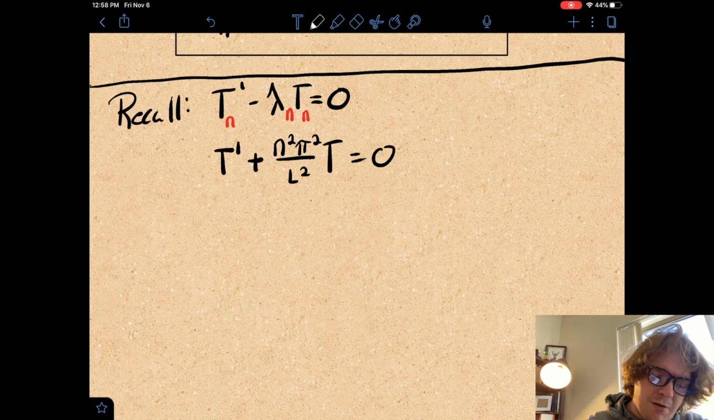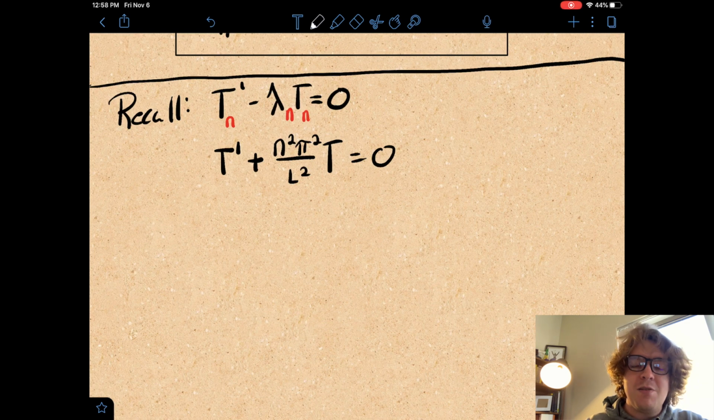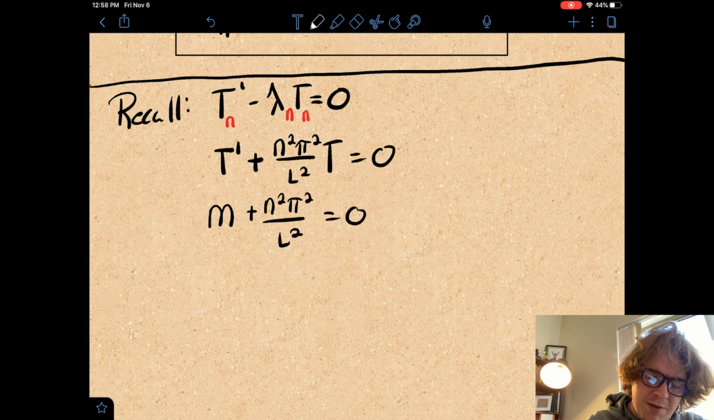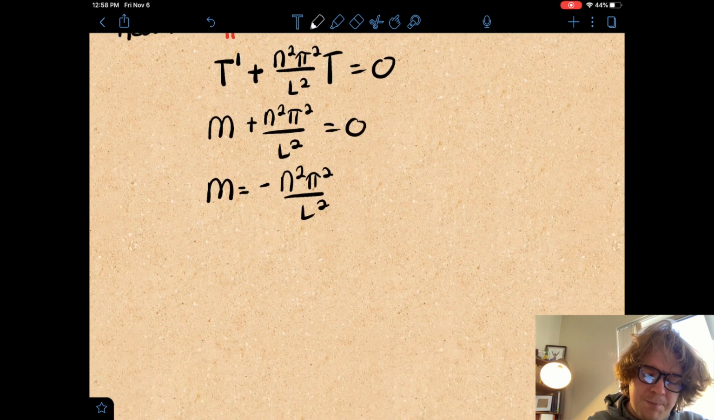And here you can actually solve this by using the same technique that a lot of us use to solve second order differential equations. We can just write down the characteristic equation, which in this case is going to be m plus n squared pi squared over L squared equals 0. You end up with a root to your characteristic equation of m equals negative n squared pi squared over L squared.